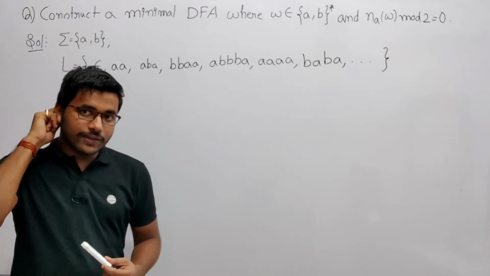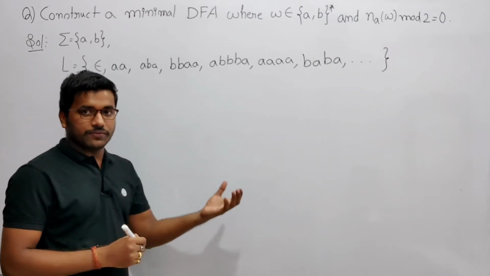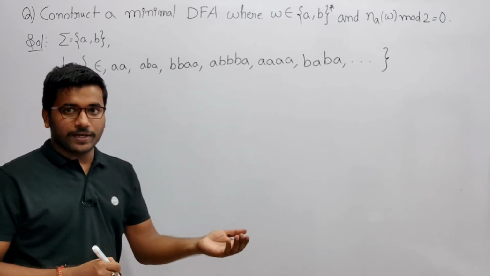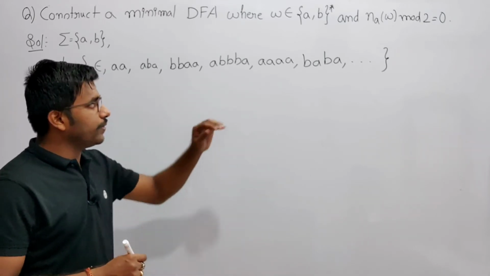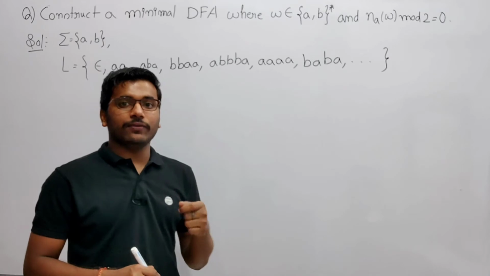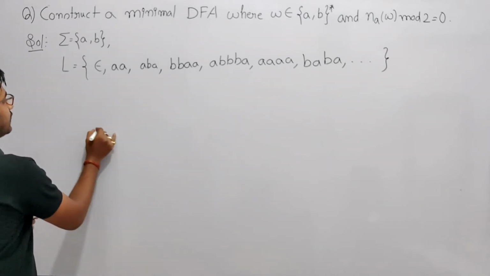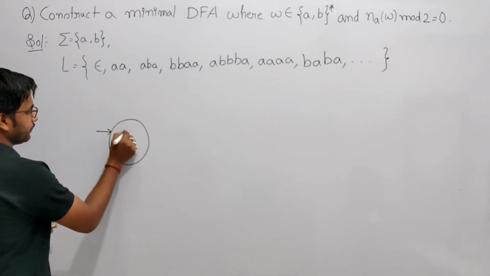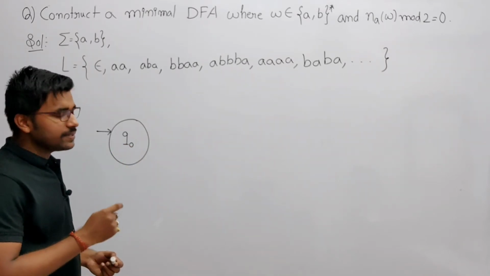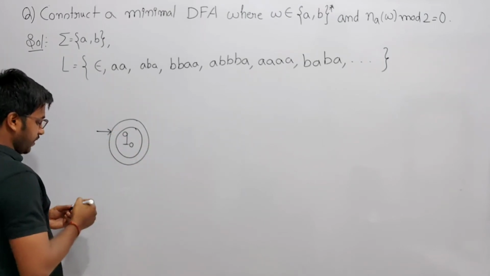Now you know that whenever we divide any number by n, as we have seen in previous lectures, if you divide any decimal number by n, you are going to get n remainders from 0 to n minus 1. So when you are dividing anything by 2, you get 2 remainders. That's why we require 2 states. One state will indicate that the remainder is 0, the other state will indicate that the remainder is 1. So the initial state will indicate remainder 0 because the string is epsilon and the number of A here is 0. Since the remainder is 0, I need to make this state the final state.